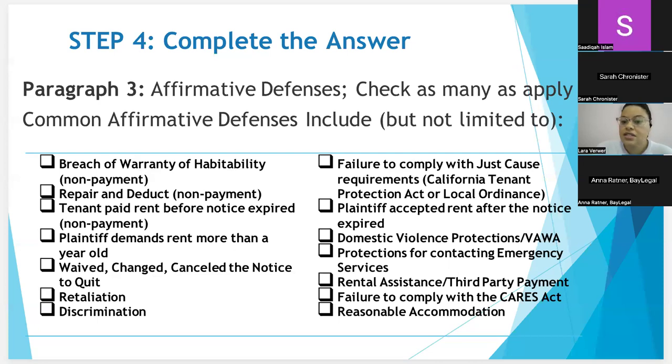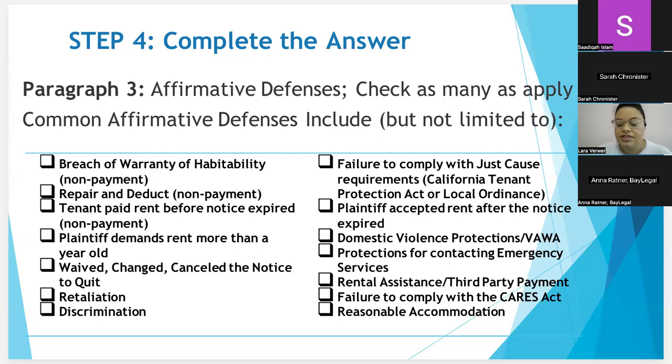Other affirmative defenses include if the plaintiff demanded rent more than a year old. Landlords are only allowed to file unlawful detainer actions if the rent that became due when they served the notice wasn't over a year old, not more than 12 months. Another defense can be waive, change, or cancel the notice to quit.